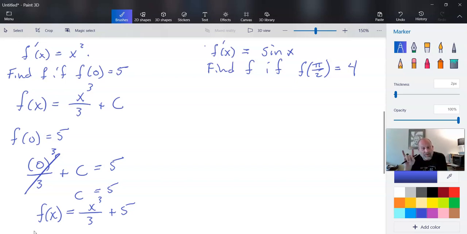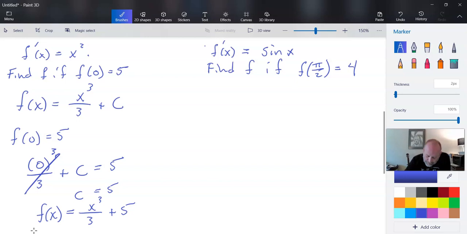Now, if you have more than one C in there, which does happen later on, you actually need two function values, or a function value and one value of the derivative. But that's later on, and that's when it gets a little bit more complicated. But right now, we're walking into it one step at a time.